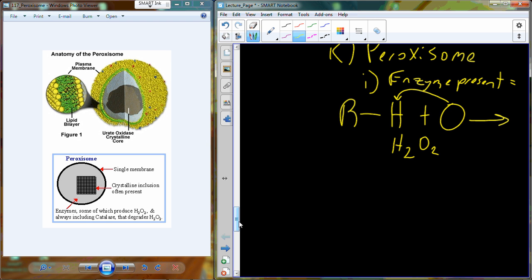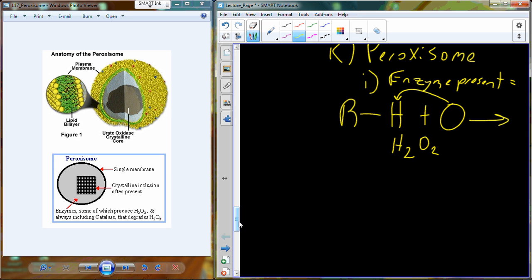So we want to protect that. So we have the ability to take that oxygen, and rather than having it attack nucleic acids or proteins, it can attack water to form hydrogen peroxide. Hydrogen peroxide is still injurious, and we don't want to leave the hydrogen peroxide around.